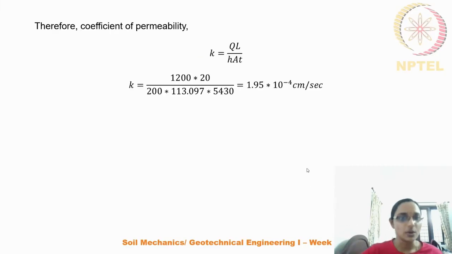So we have Q is 1200. That is total discharge that has come out from the soil sample. Then length of the soil sample that is considered for testing, that is 20 centimeter. Then h is given constant head, that is also given 2 meters. So we are converting it into centimeters, 200. Then cross sectional area that we calculated in the earlier step, and then time in seconds. So when we substitute, we'll get it as 1.95 into 10 raised to minus 4 centimeter per second. Is that clear? Yes, ma'am. Okay. So we'll move on to the next question.